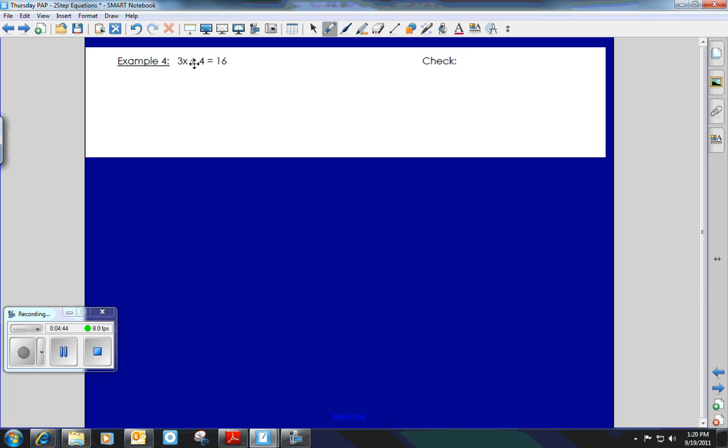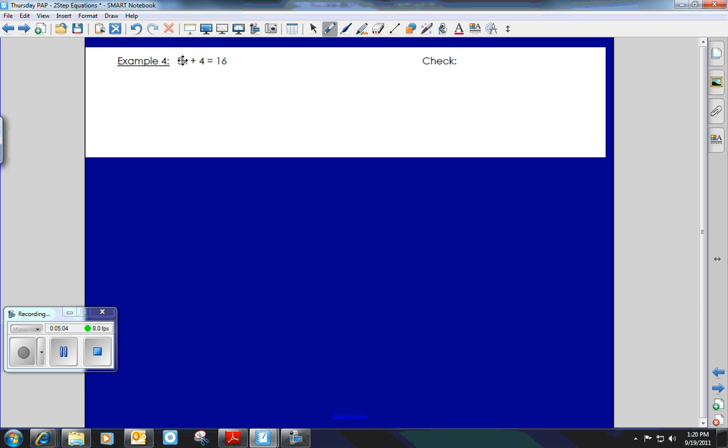All right, 3x plus 4 equals 16. First I'm going to figure out which side of the equation my variable is on. It's on the left. I'm going to ignore this 16. I don't want to add or subtract with it because I need a number on that side of the equation. I'm going to leave my x's on the left side of the equation.